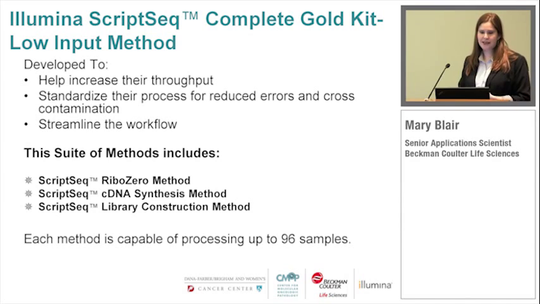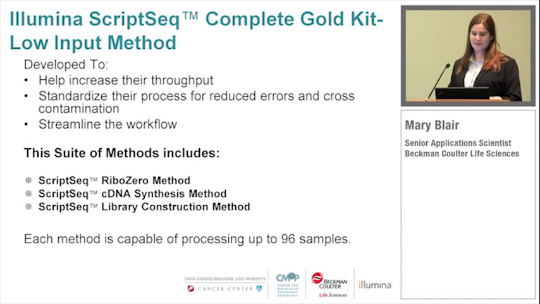For the ScriptSeq Complete Gold Kit low input method that Sarah developed, her aim was to increase their throughput, standardize their process with fewer errors and less cross-contamination, and streamline their workflow. She developed 3 different methods: a ScriptSeq Ribo0 method, a ScriptSeq cDNA synthesis method, and a ScriptSeq library construction method. And each one of these is capable of processing up to 96 samples.